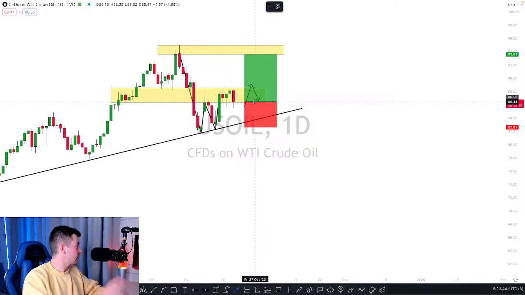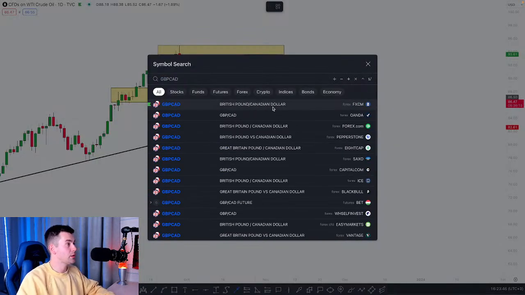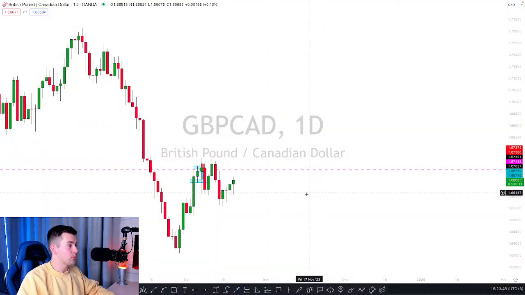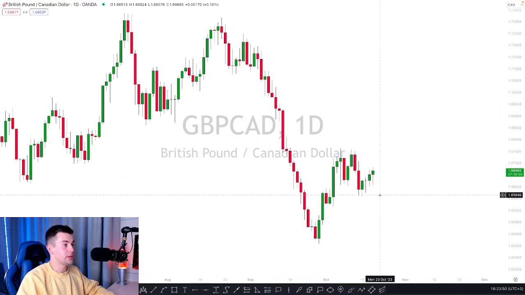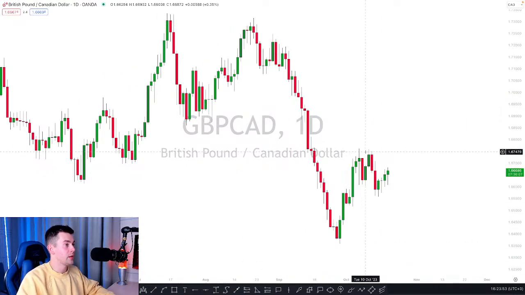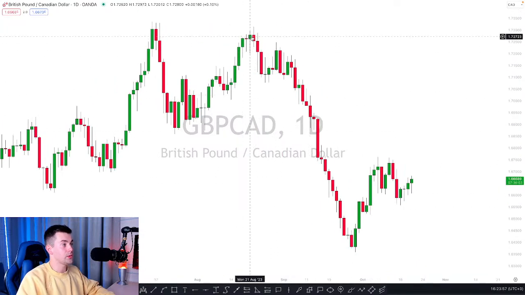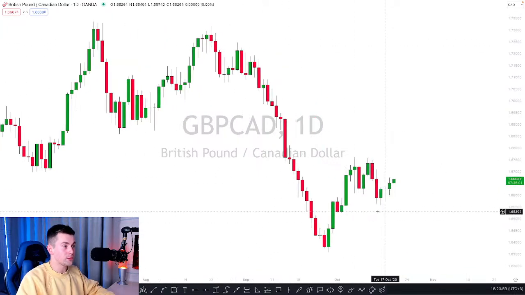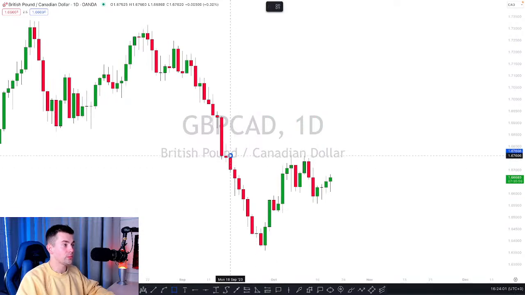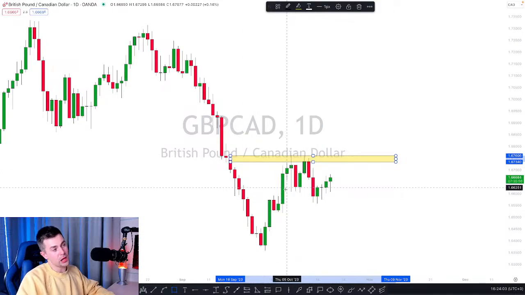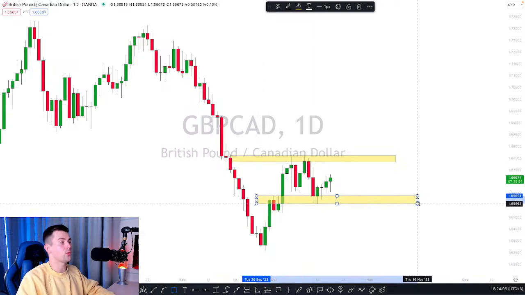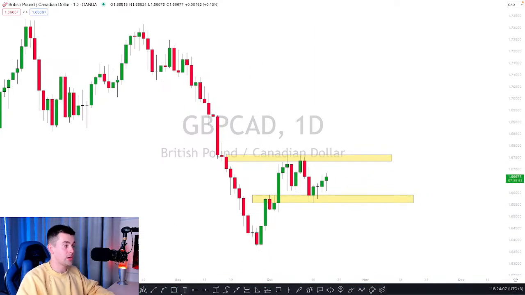And now question about pound cat. Pound cat here. What is up with pound cat? Pound cat now here formed a double top. Trading in a bearish trend since August, the market formed the double top, or even the range. Here is our current range on pound cat pair.